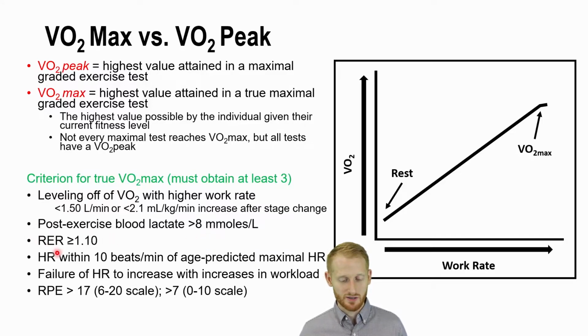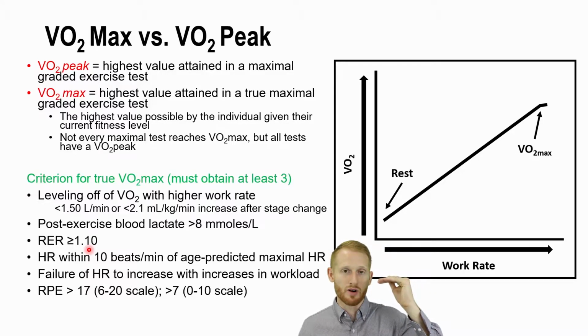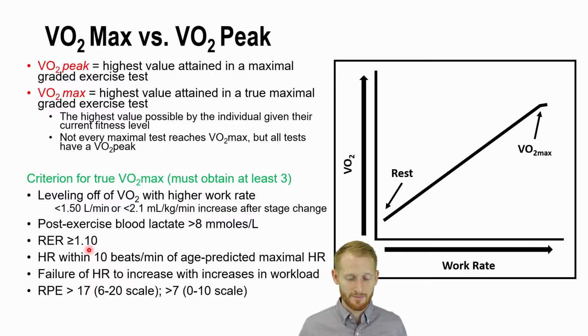Another one, the respiratory exchange ratio equal to or greater than 1.1. We haven't talked about this yet, but we will here in a moment. All it really is, though, is the amount of CO2 that you are producing divided by the amount of oxygen that you're consuming. All right, so if you get to a level equal to or greater than 1.1, meaning you're producing more CO2 than oxygen being used, that is also suggestive that you are hitting near your maximal abilities.